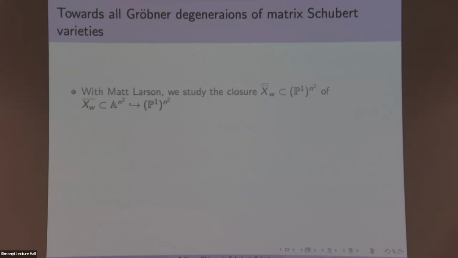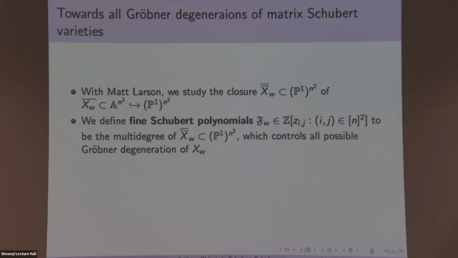Okay, so finally, in joint work with Matt, who is here, we would like to have some sort of understanding of all Gröbner degenerations of matrix Schubert varieties. So we're saying that we're not particularly biasing for or against any sort of degeneration order. So can we say something in general? We study the closure of matrix Schubert variety in a product of P1. So we projectively complete each matrix coordinate. And we define Schubert polynomials to be the multi-degree of this closure.